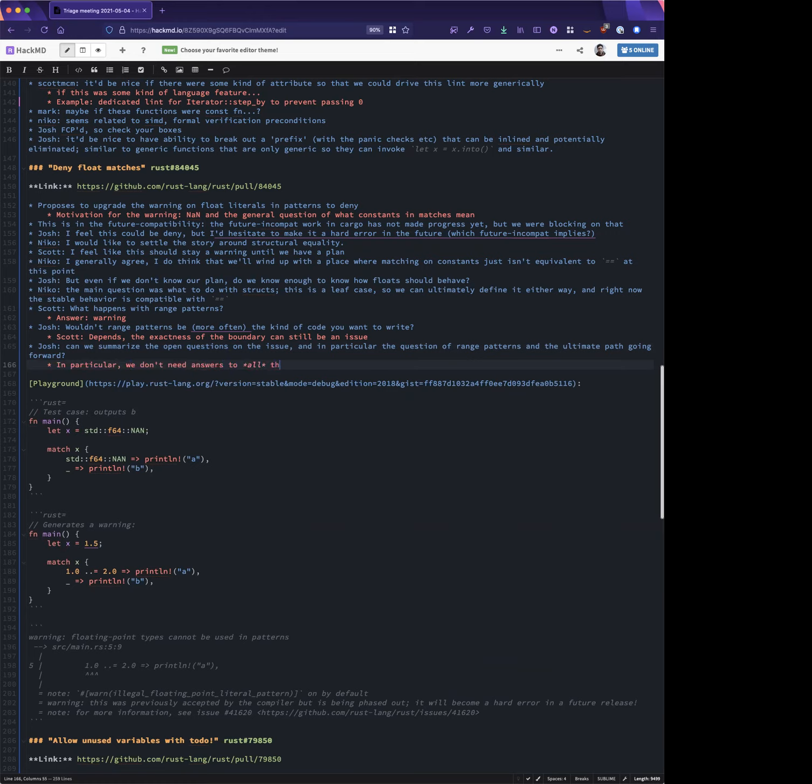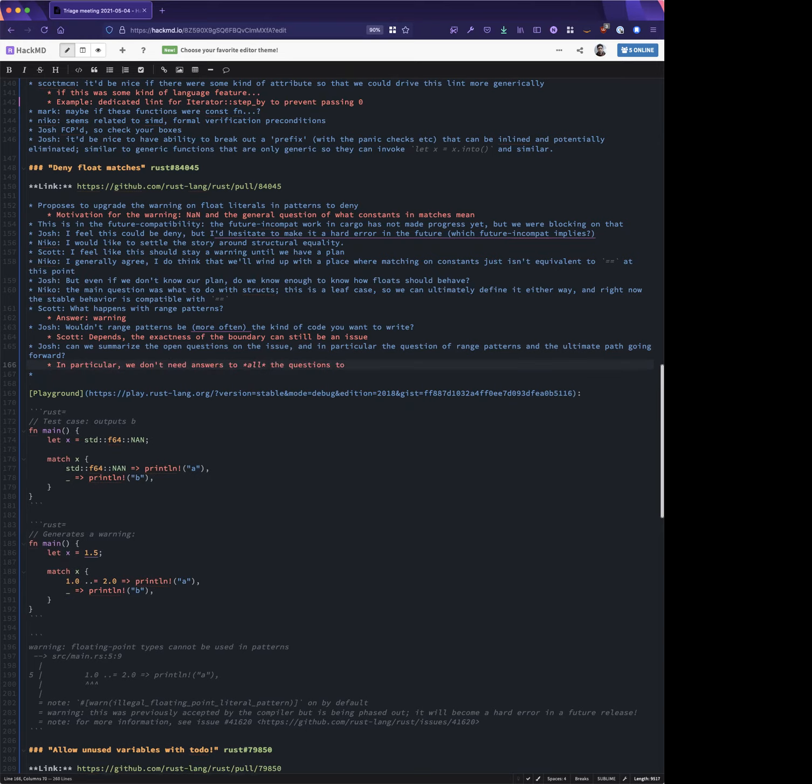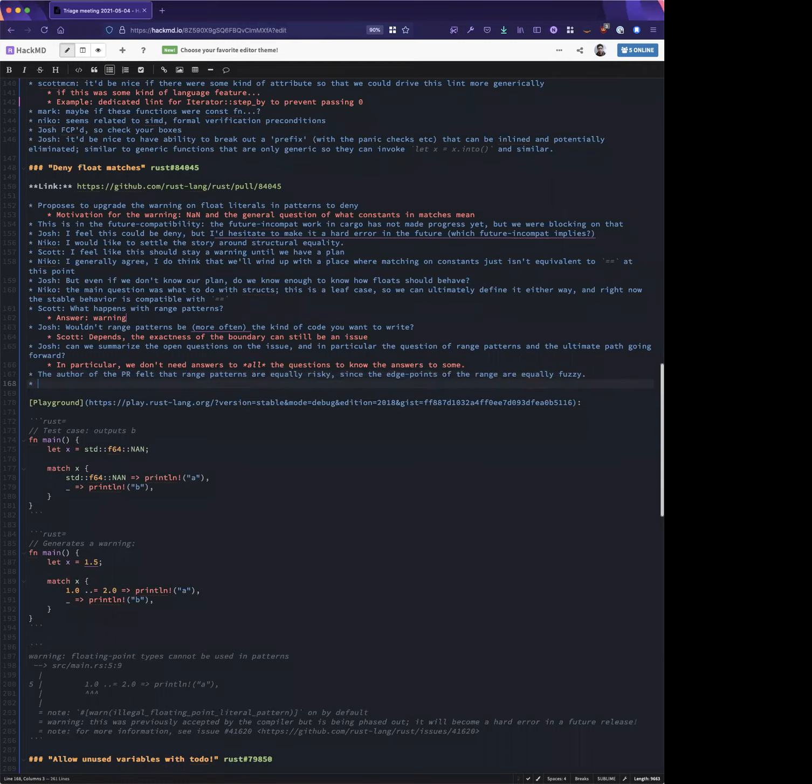It's worth noting that I had already asked the author of the PR about the range patterns question, and they said that, similarly to matching against a constant, matching against a range where the edges of that range are potentially fuzzy is in some sense just as bad, for some value of bad. It seems like at some point you have to compare a float literal to something. But I agree with you, Josh. After thinking about this a little bit, I feel like we could probably settle this sub-question without settling the larger constants question. So I would like to do that and stop thinking about it.